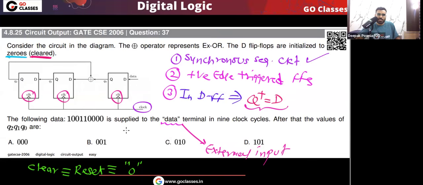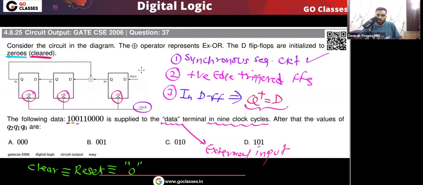The question is saying that this data is supplied to the data terminal in 9 clock cycles. What does it mean? It means that in the first clock cycle, this data is equal to 1. In the next clock cycle, this data is equal to 0. In the next clock cycle, this data is equal to 0. Are you getting my point? In every clock cycle, 1 bit we are applying here.